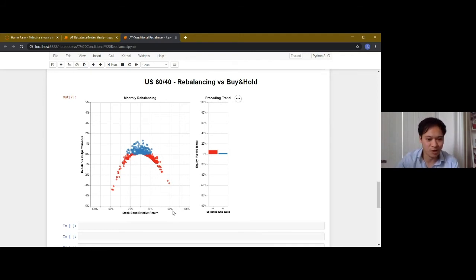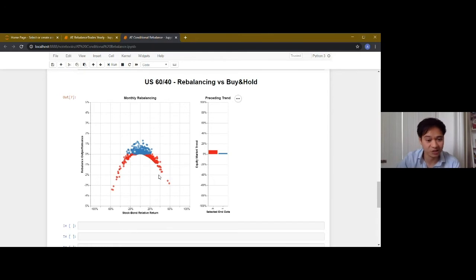You'll notice here that there's a negative skew to this chart. What that means is the periods in blue are when rebalancing outperforms buy and hold, and actually, it outperforms by only a small amount.